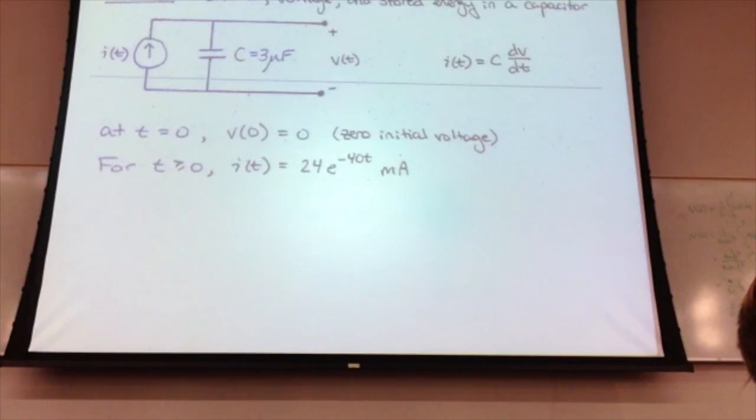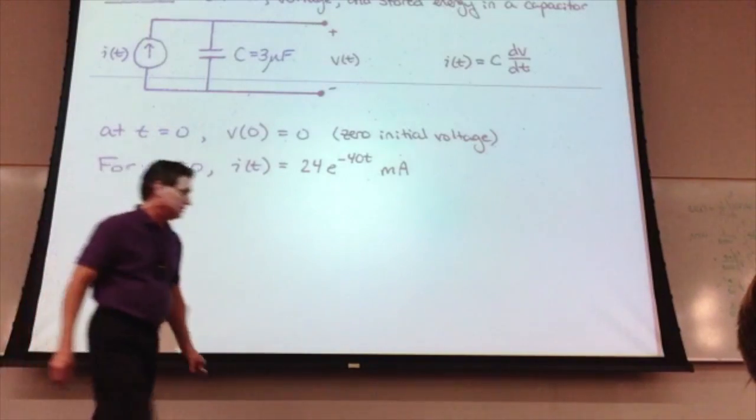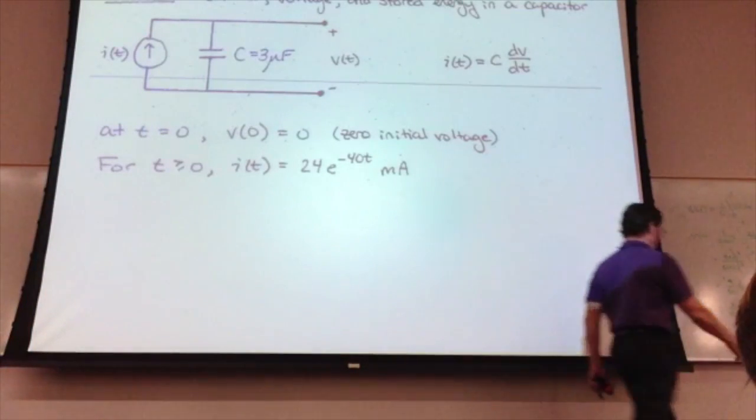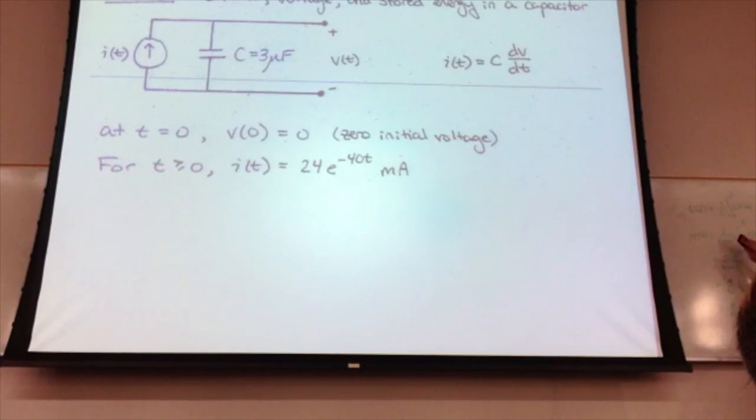All right. Here we have an independent current source that's going to be pumping current into this capacitor. We want to find the current, the voltage, and the stored energy in this capacitor. So we need to find the current, the voltage, and the stored energy, okay? All right, let's go to the blackboard and get it done. Everybody okay? I can erase this?